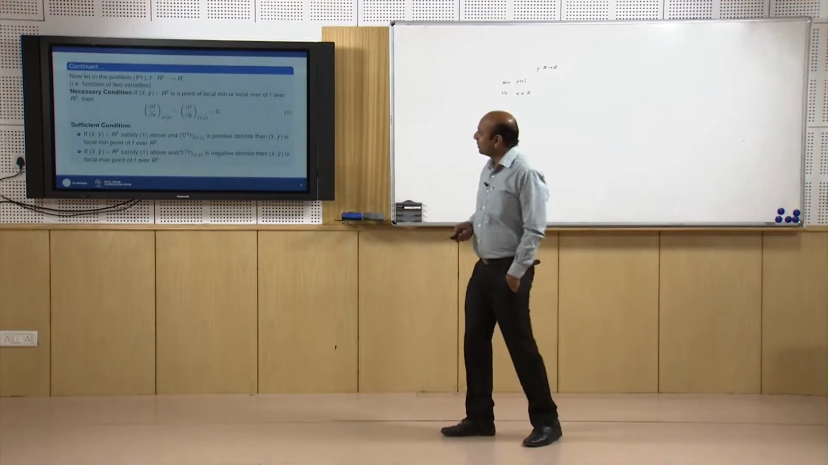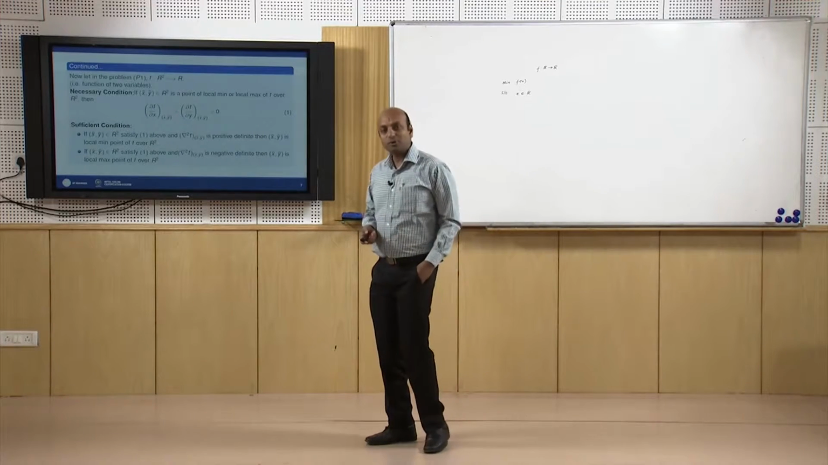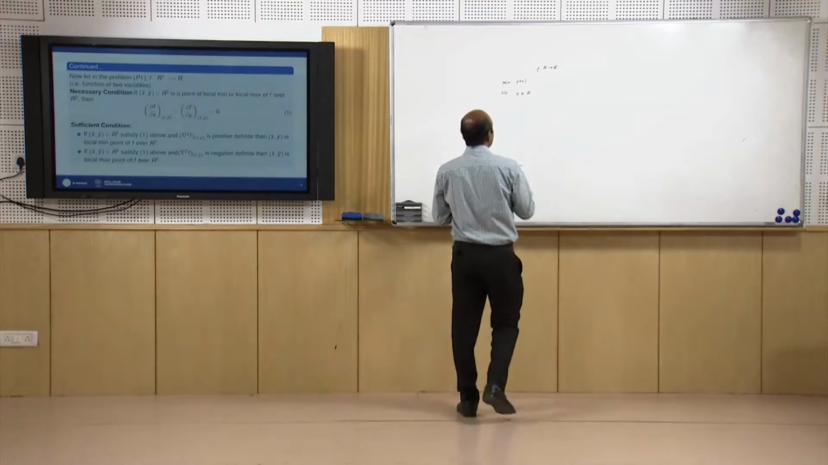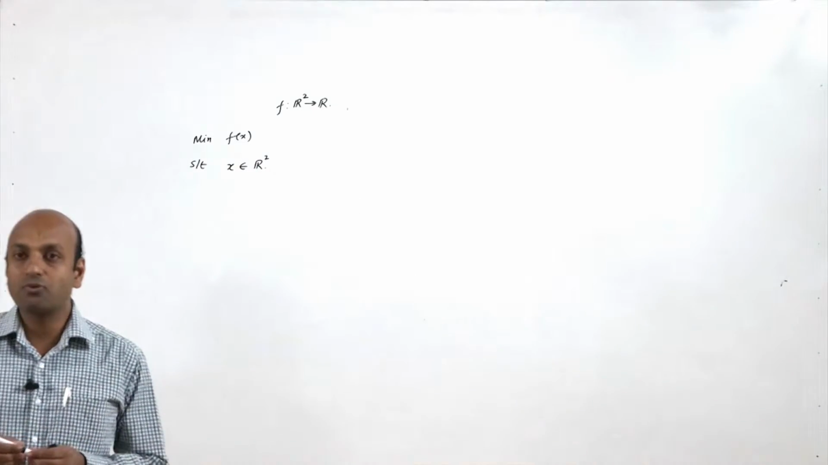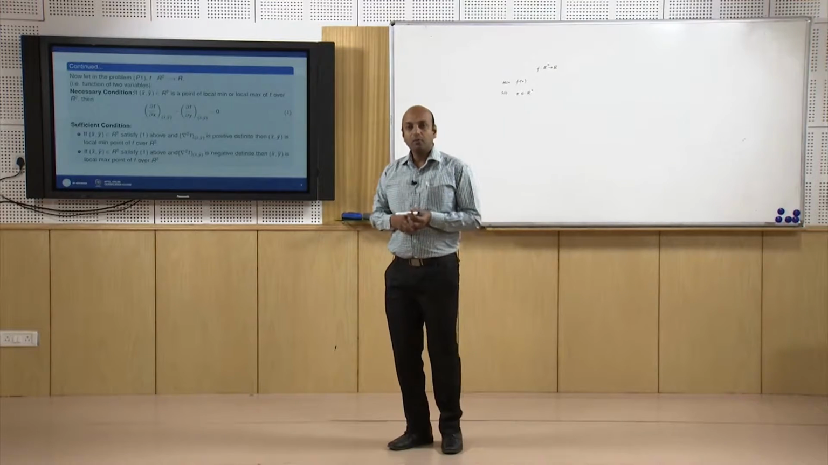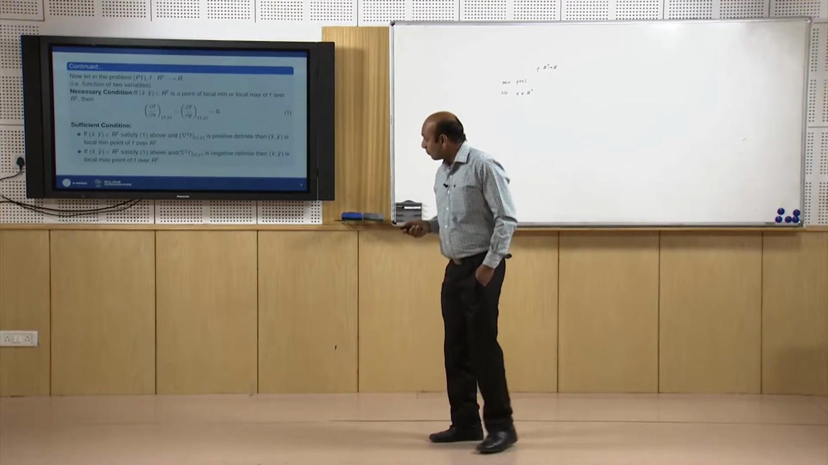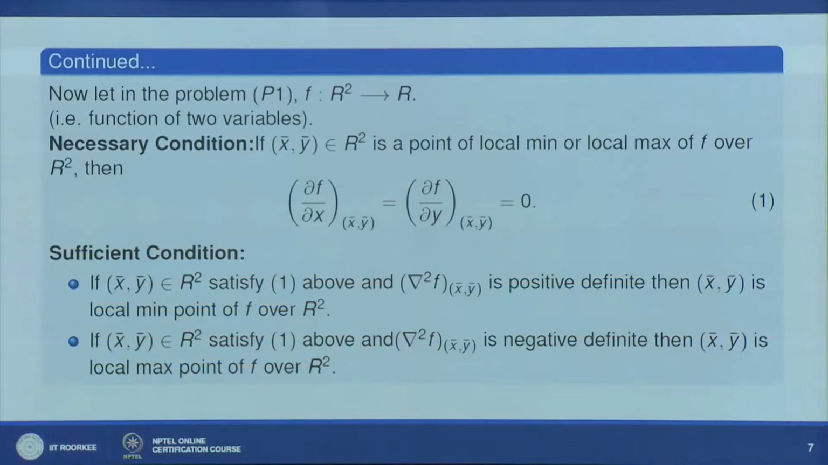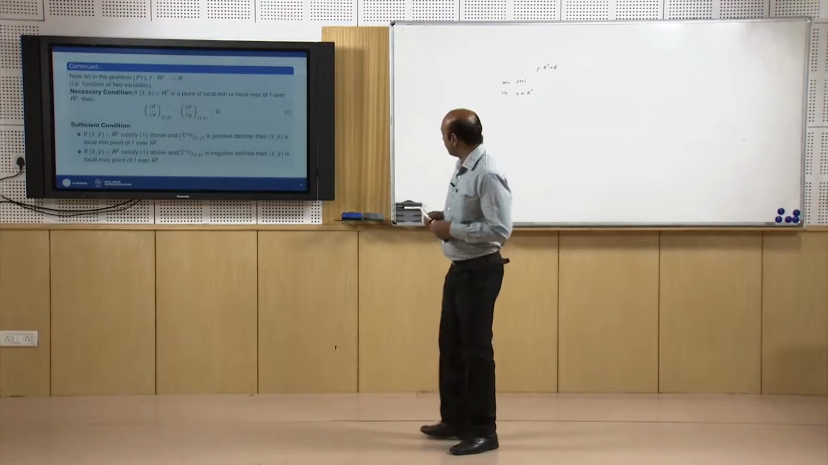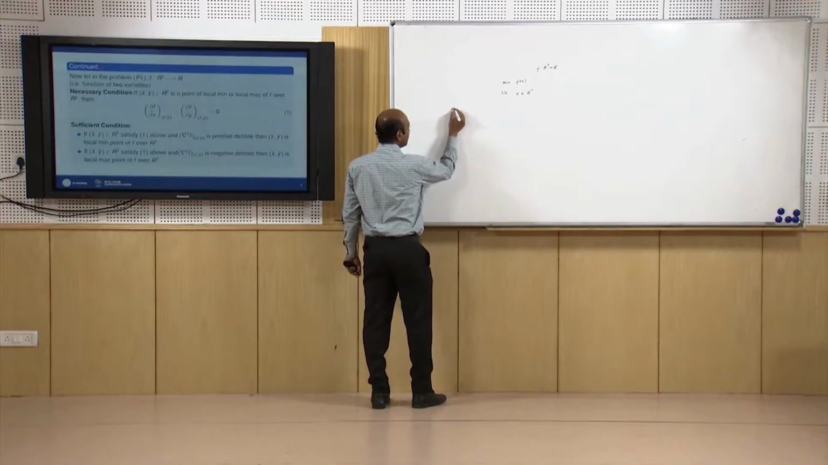This we already know. Okay. Now, we come to a function from R2 to R. Suppose we are taking a function f from R2 to R and x belongs to R2. So, how to find maximum and minimum values of such functions? We first have a necessary condition. What is that? If (x bar, y bar) belongs to R2 is a point of local minimum or local maximum of f over R2, then del f upon del x at (x bar, y bar) and del f upon del y at (x bar, y bar) are always 0. The first condition is the necessary condition.